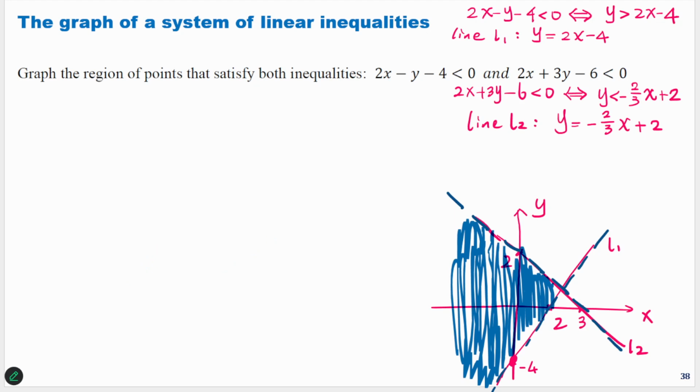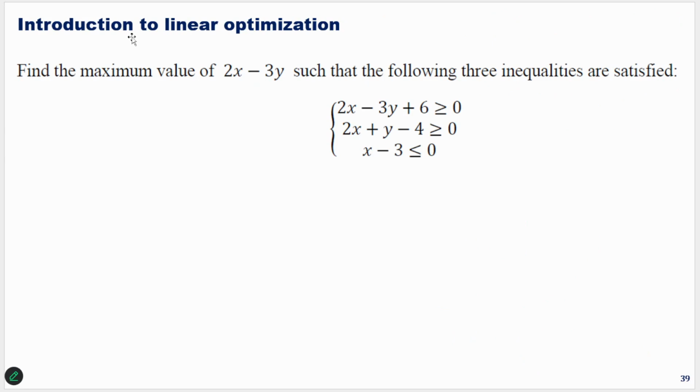All right, then let's see. Last topic in this lesson, we're going to briefly introduce linear optimization. I'll use an example to illustrate the concept here. So, can you find the maximum value of the expression 2x minus 3y such that the following three inequalities are satisfied? Okay, I'll give you some time to consider this. Any thoughts there?